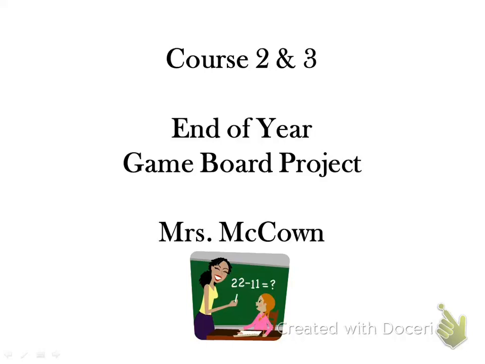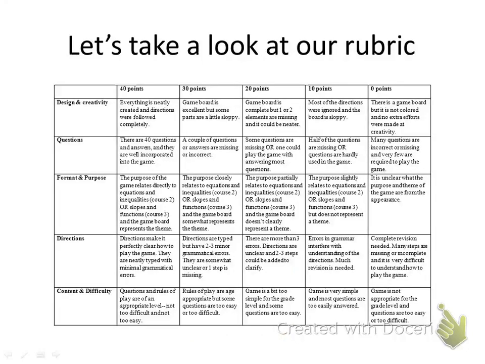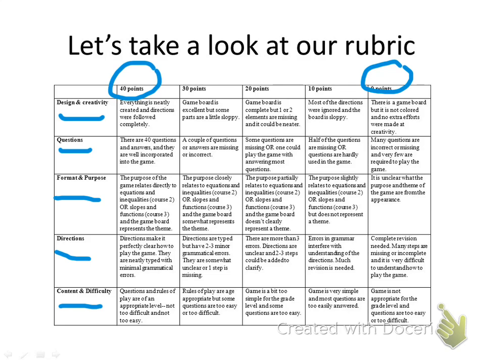This is the Course 2 and 3 end-of-year Gameboard project, and I am Mrs. McCowan. Let's take a look at the rubric. In order to receive the points that you would like to earn to receive an A, there is a 40 to 0 point scale. Your grade will be based on design and creativity, questions that you've incorporated in your board game, format and purpose, following directions, and content and difficulty.